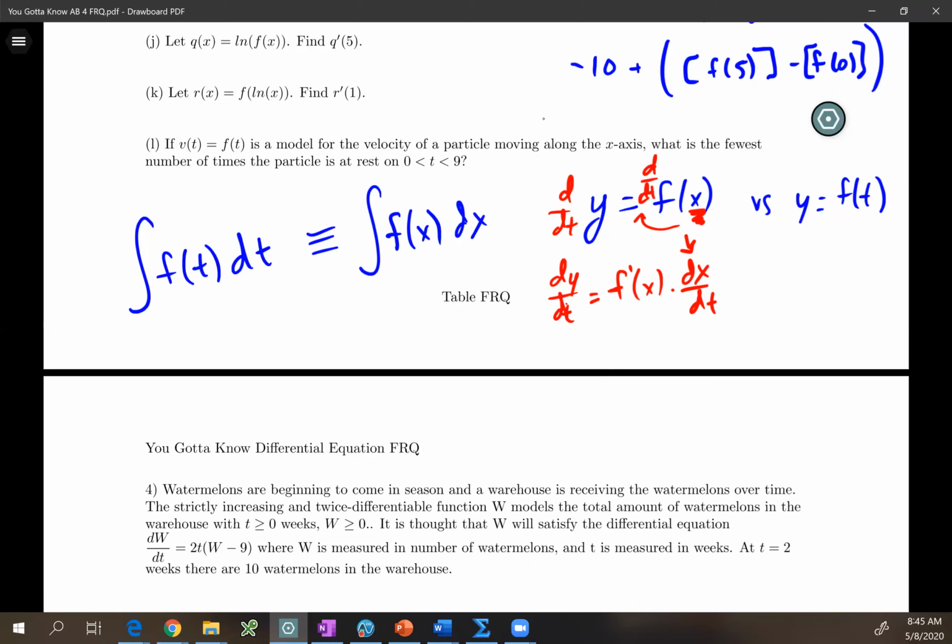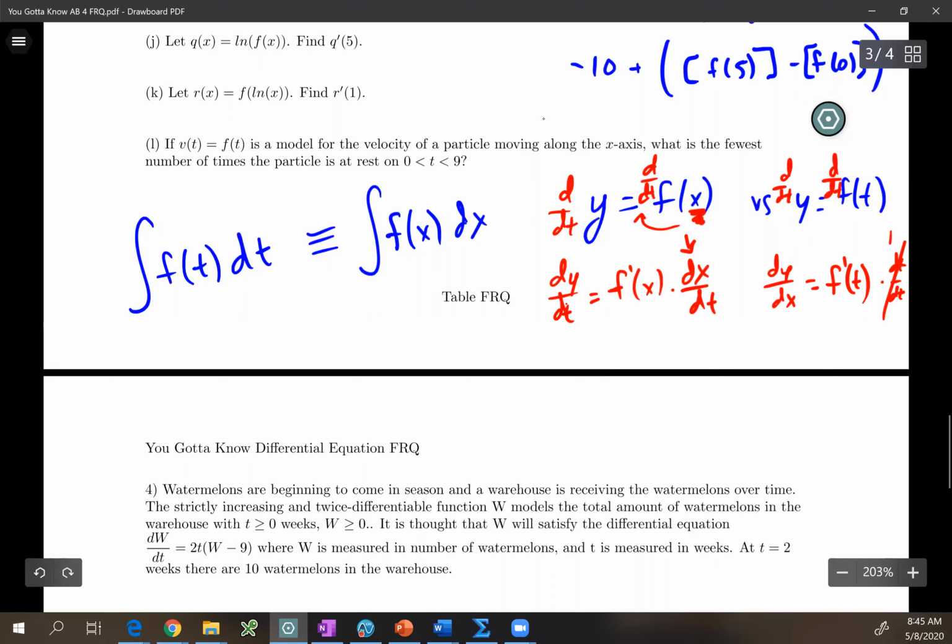Versus on this side, we would get dy dt equals, but now it's the same variable. So now it's just equal to f prime of t. There's no need for implicit. I mean, you could do it, but it would just be dt dt, which is just 1. So you don't really need to do it. But if you're concerned about implicit, if you have some weird different variables, you can always do it and just worry about that.